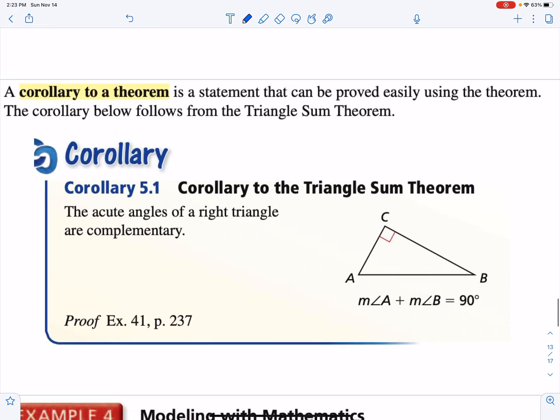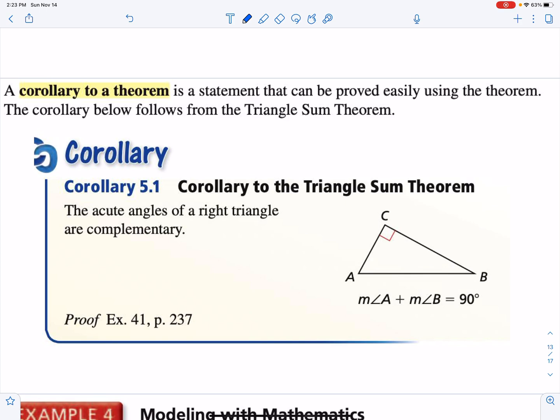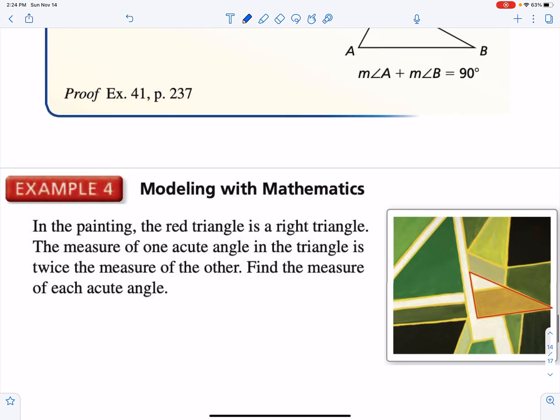Okay, we have a corollary. Again, corollaries are things that can be proved easily without using theorems and things like that. So if I know I have a right triangle, all this one is saying is if I have a right angle in my triangle, I know the other two have to add up to 90 by default because the sum of all three is 180. So really, it's just taking a step out of a problem for us.